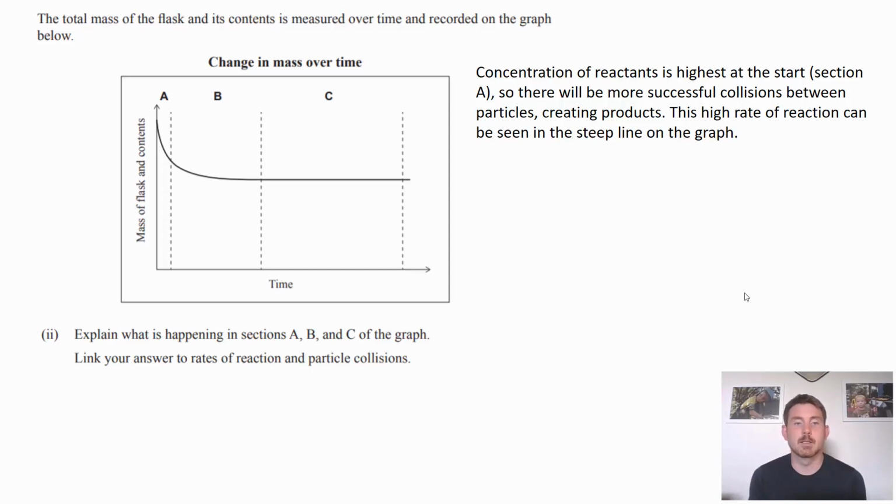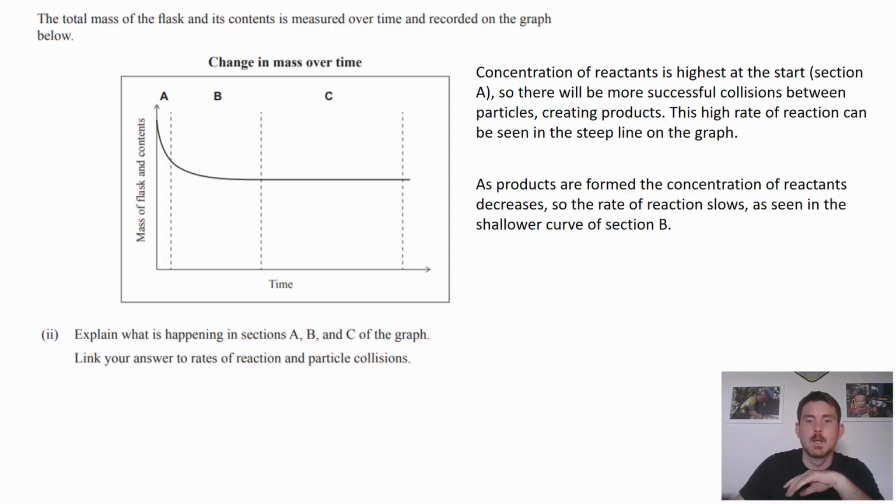This high rate of reaction can be seen in the steepness of the line, and that's just because you've got the most reactants at the very start of the reaction, because none of them have been used up yet or converted into products. Obviously over time that changes, and that's why we can see the steepness of the line in A gradually decreasing as reactants are used up and products are formed. The concentration of reactants decreases, meaning that the number of successful collisions per unit time, and therefore the rate of reaction, decreases.